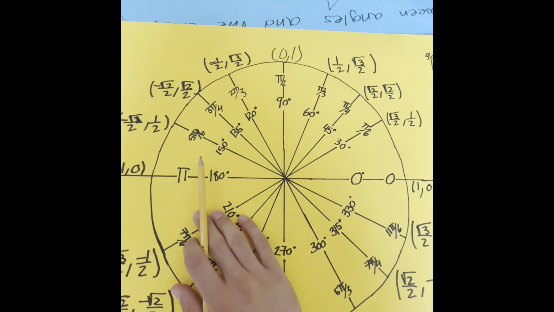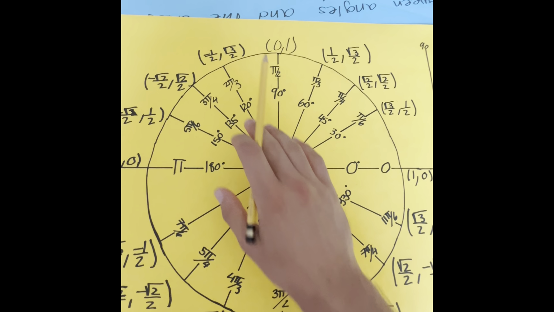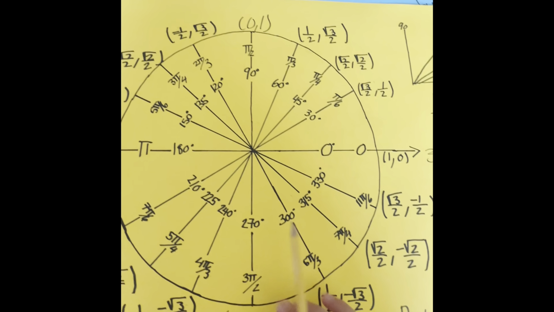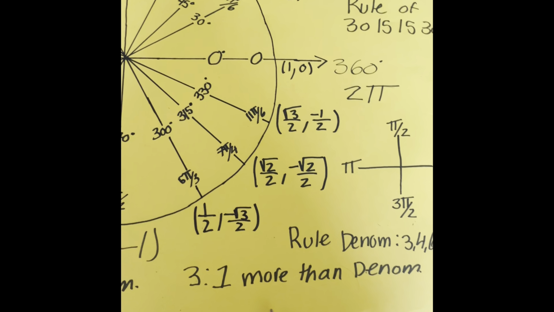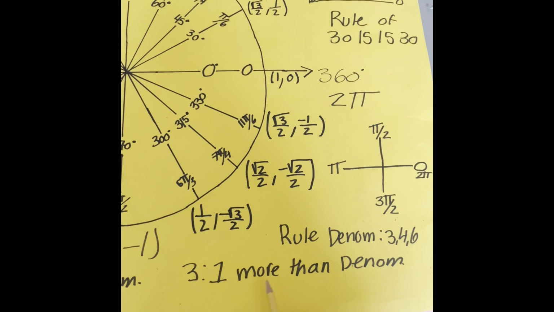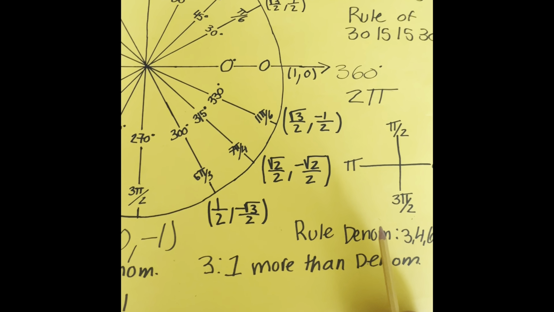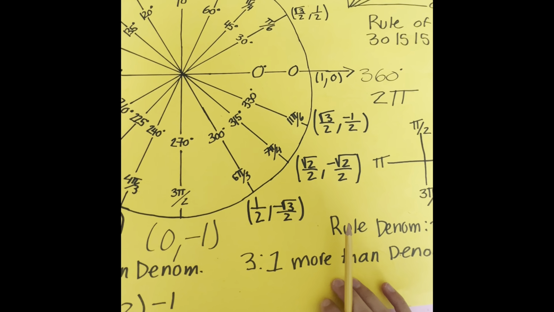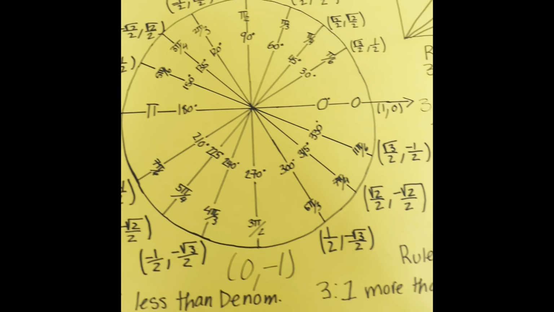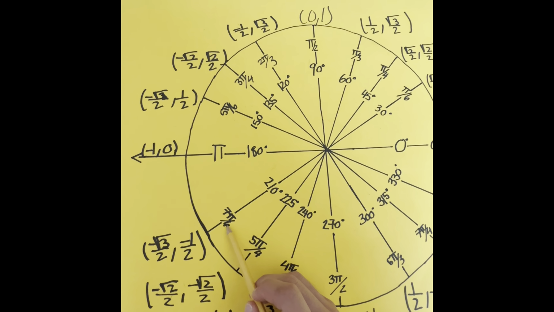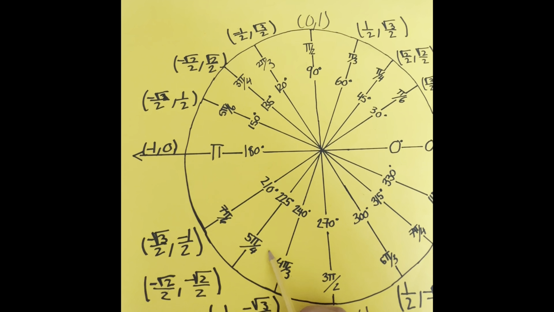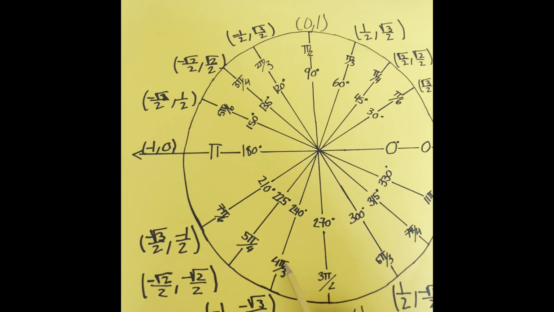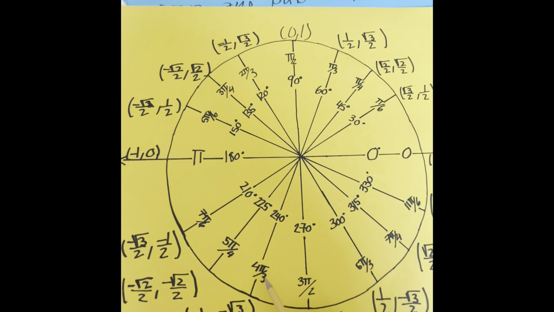Our third slice is very similar to our second slice, and we use the third rule, which is our numerator is going to be 1 more than our denominator. Remember, our second slice is 1 less than our denominator, and our third is 1 more than our denominator. So here our denominator is 6, so it's going to be 7. 4, it's going to be 5. And 3, it's going to be 4.